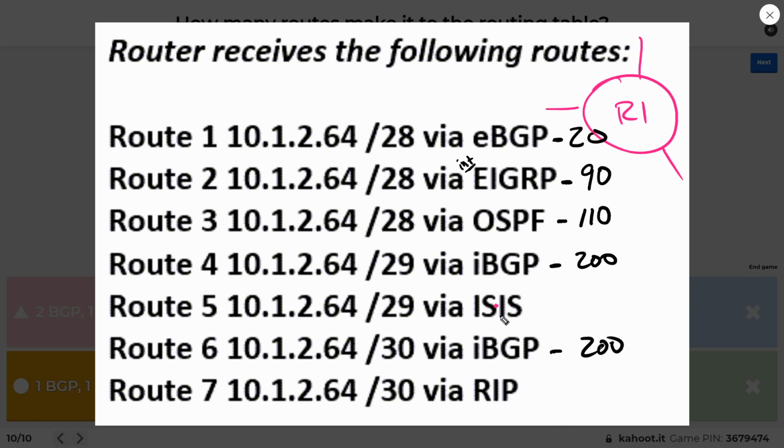And then ISIS, intermediate system to intermediate system. What would that be? Go ahead and type that in. And I see a lot of answers at 115.